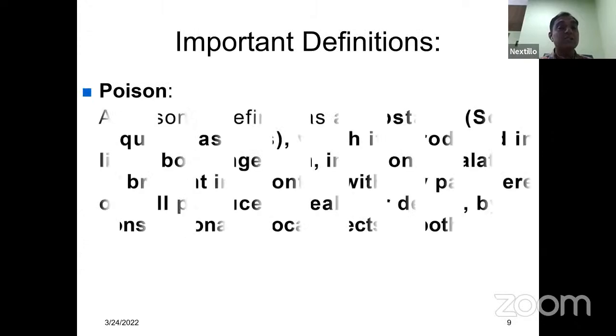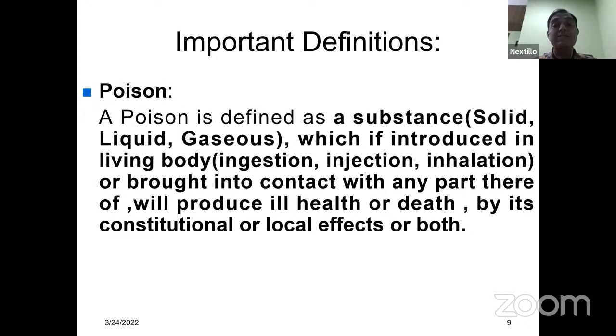Again, definition, the poisons. So what is poison? A poison is defined as a substance, whether it is solid, liquid, or in a gaseous form, which if introduced into the living body in the form of either ingestion, injection, inhalation, or brought in contact with any part thereof, will produce ill health or death by its constitutional or local effects or both. So that will be defined as poison.